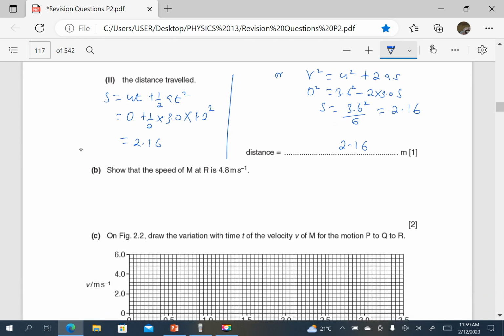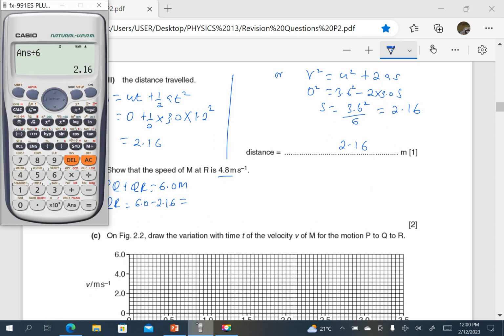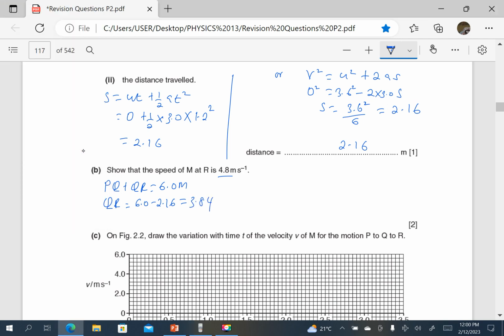Show that the speed of M at R is 4.8 meters per second. So we have seen that PQ plus QR is 6.0 meters, which means QR alone is going to be 6.0 minus PQ, which is 2.16. So this gives us the distance QR: 6 minus 2.16, that is 3.84. That is QR.